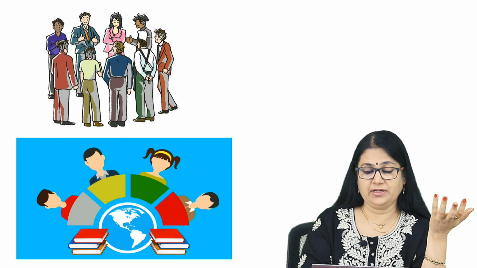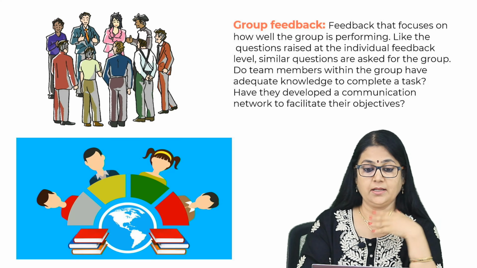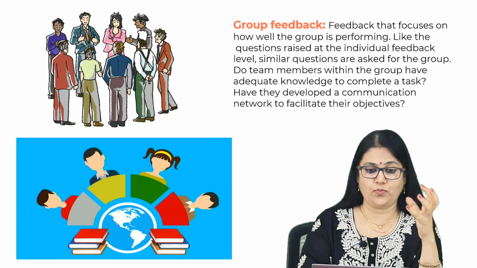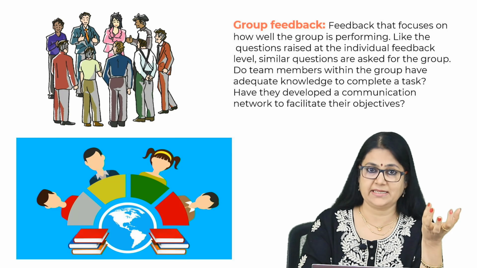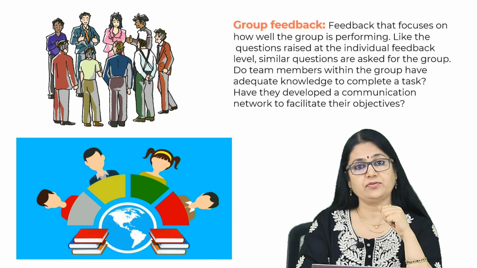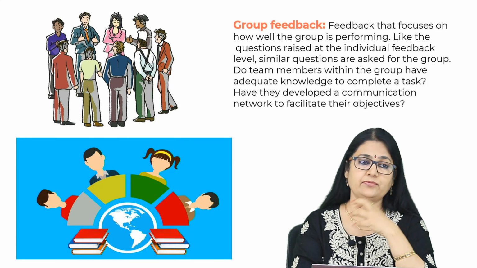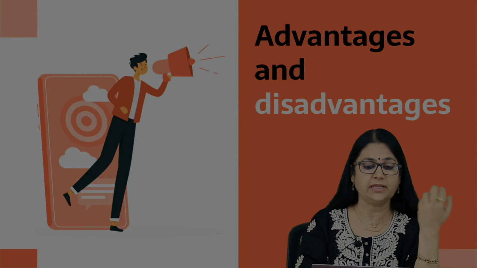Contrary to individual feedback, we have something called group feedback. What do we mean by group feedback? Feedback that focuses on how well a group is performing as a team is considered group feedback. And the question raised in individual feedback is whether the person is effective; here in group feedback the question is whether the team is effective or the individual is effective.